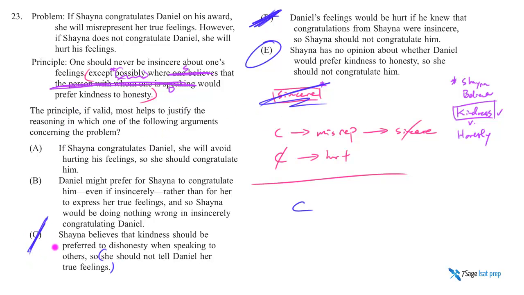C's really, really bad. B says Daniel might prefer for Shayna to congratulate him, even if insincerely, rather than for her to express true feelings. So the conclusion is, we'll be doing nothing wrong in insincerely congratulating Daniel. So congratulate. Again, I'm trying to get to the conclusion that congratulating insincerely, misrepresenting, is okay. But my principle won't allow me to do that, right? Even if this carve-out, this exception, triggers, it just allows me to get out of my principle, in which case I don't have a principled way anymore of making a decision, because my only principle is gone. So there's really no way for me to get to the conclusion that Shayna has to congratulate, right?